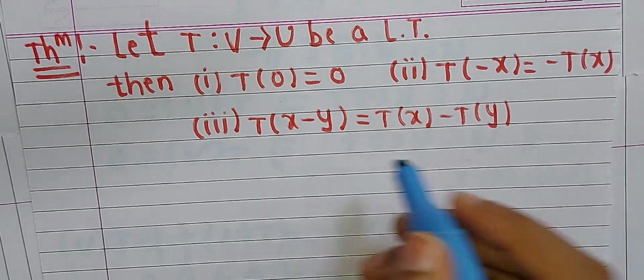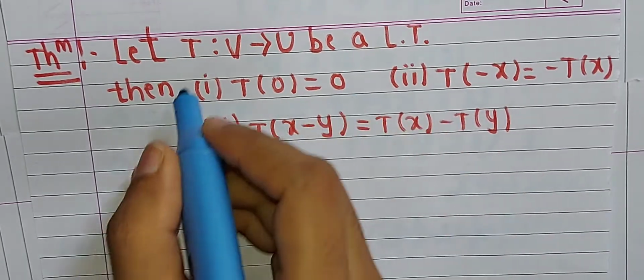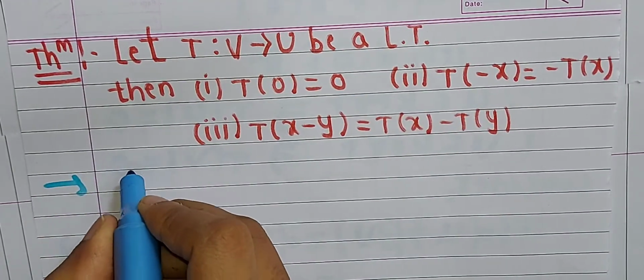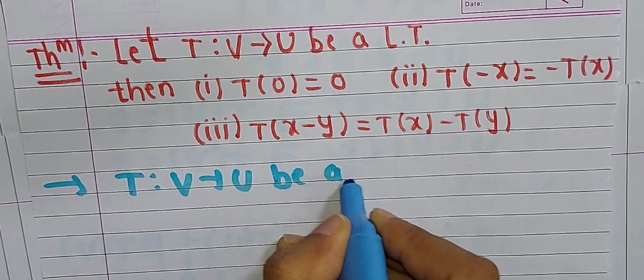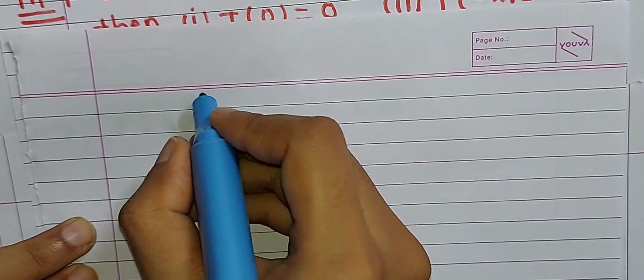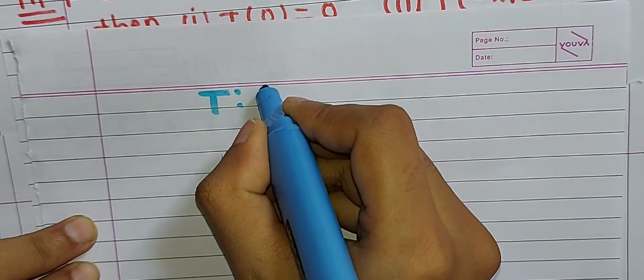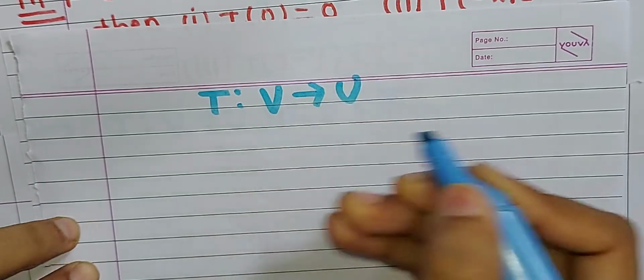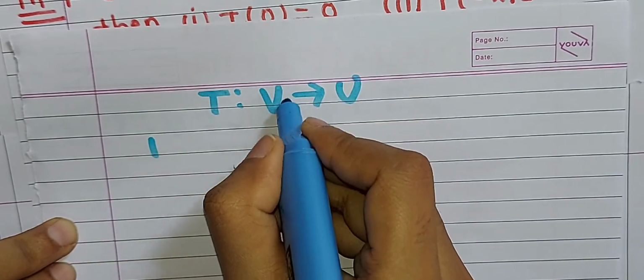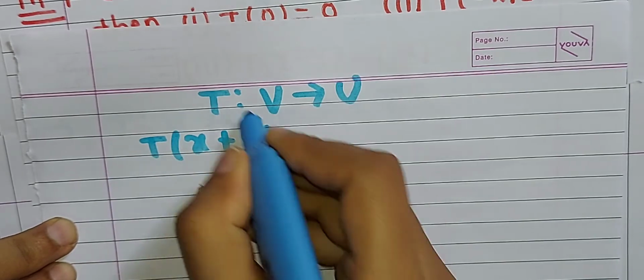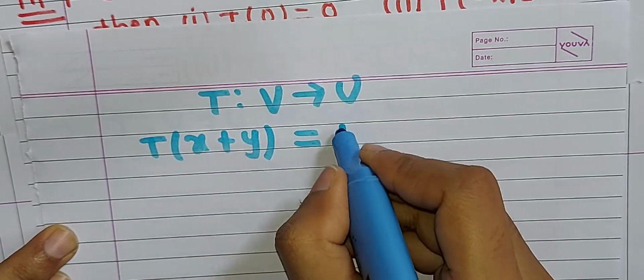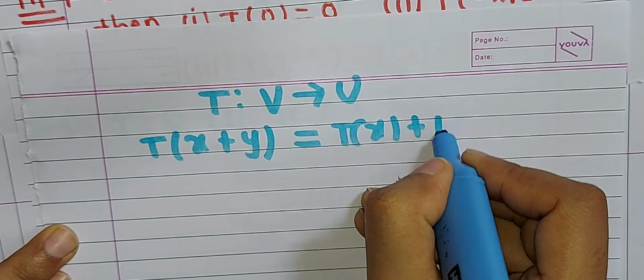Now we will prove this theorem one by one. So we have a given condition, that is T from V to U be a linear transformation. Now the main question is what is a linear transformation. For that purpose take a T from V to U, and if we have two elements x and y from this V set, then consider T of x plus y, and with the help of the definition we can prove that it equals T of x plus T of y.